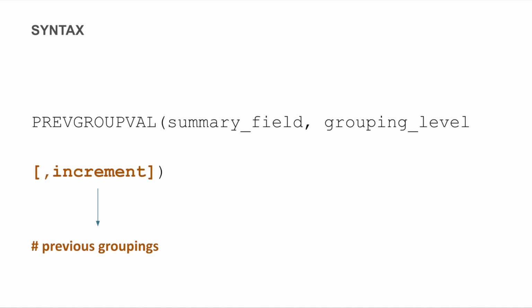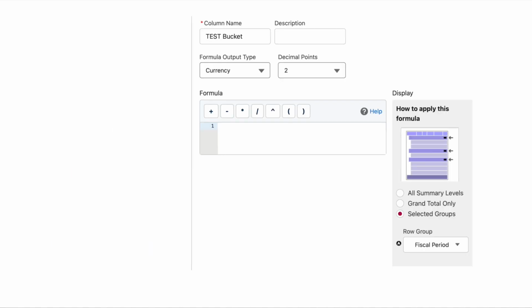Okay, now even though I said the increment is optional, keep in mind that's because the default increment for this formula is 1. Meaning that if you don't specify an increment, the formula will return the previous grouping's value in your report.